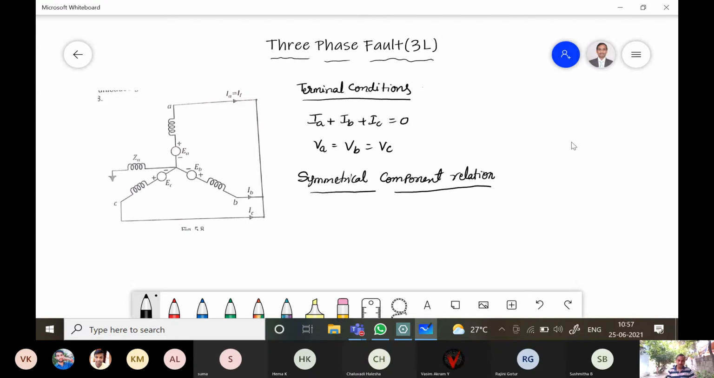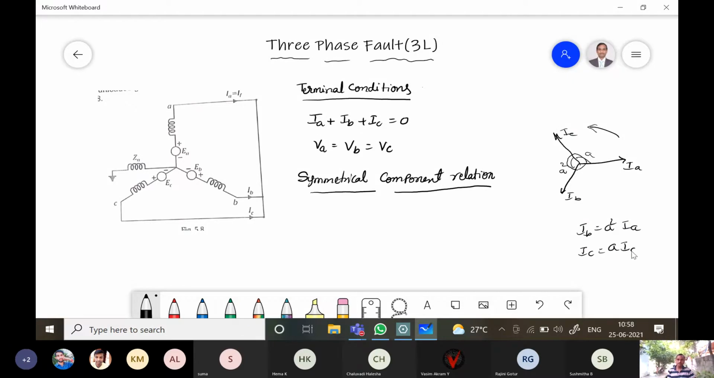The symmetrical component relation, taking IA as reference. So this is IB and this is IC, right? According to symmetrical components they are 120 degrees apart. So this is IA, IB and IC in this direction. Therefore we can write IB is equal to, from here to here A, here to here A square, right? So IB is equal to A square into IA, and IC can be written as A into IA.